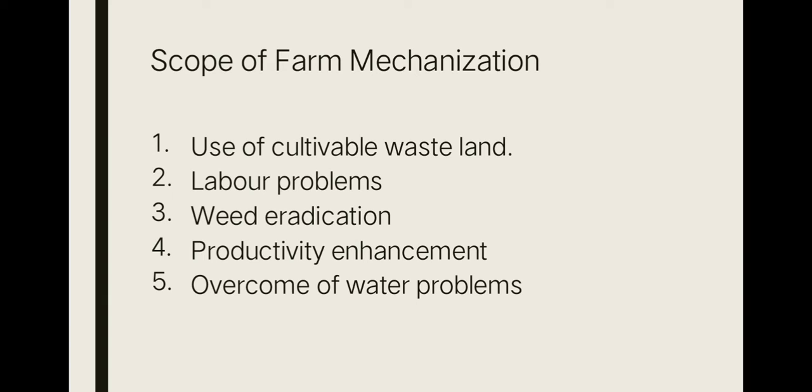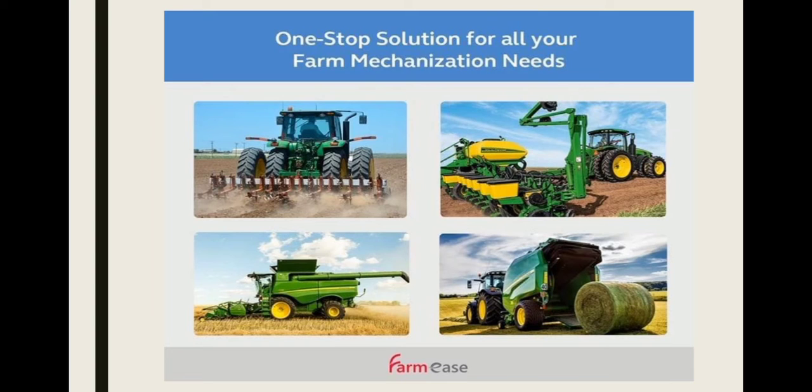Weed eradication. Manual weed eradication is very costly and time consuming, so for speed and to prevent yield loss we need farm machines to help in weed eradication. Productivity enhancement is also a major concern addressed by the help of farm machines. And overcoming of water problems. So these are some pictures of farm machineries used for several purposes.